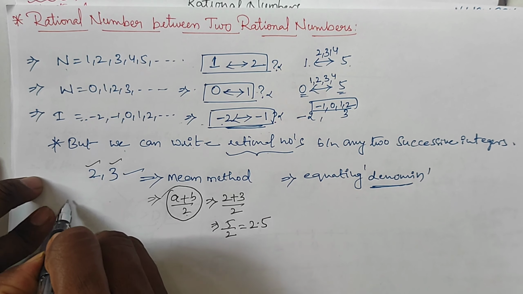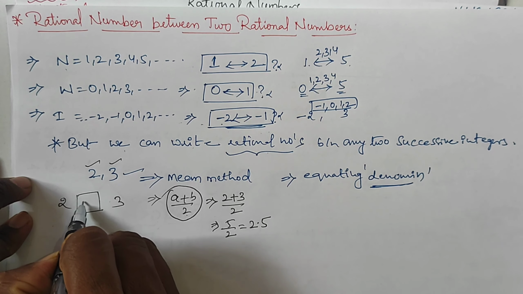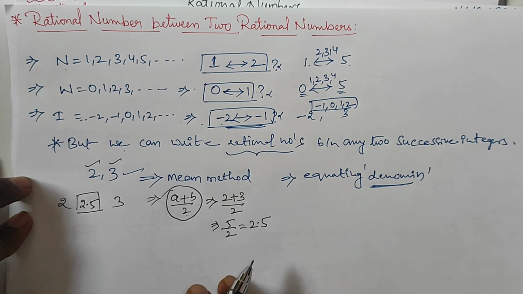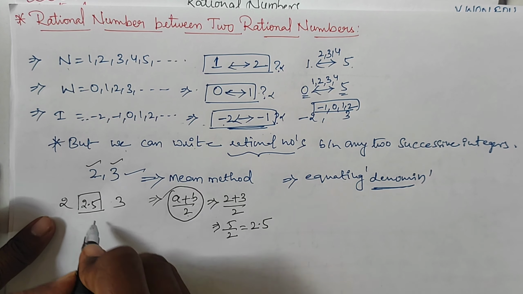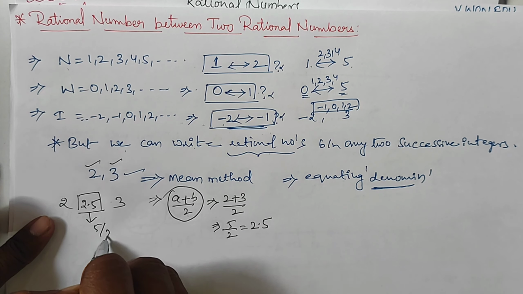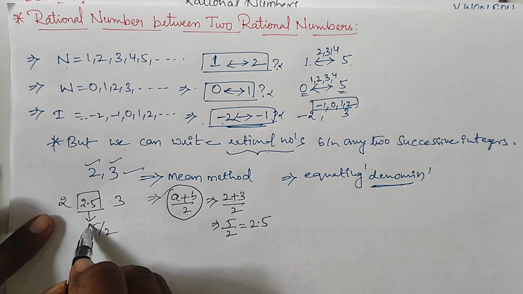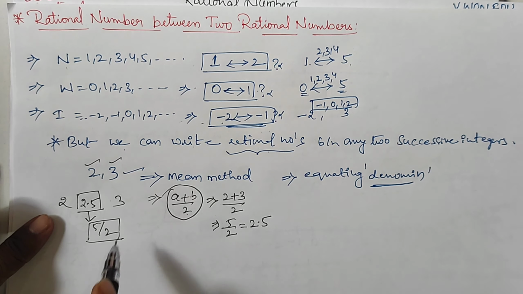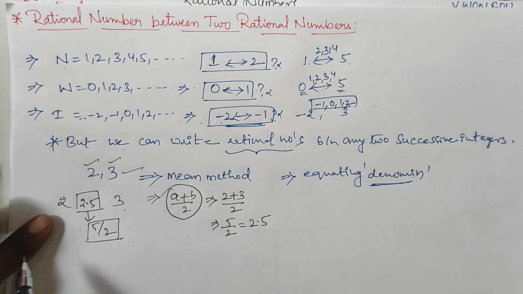5/2 equals 2.5. So in between 2 and 3 we are getting the rational number 2.5, or 5/2. Both are the same. So we consider it as 5/2. 5/2 is a rational number which is between 2 and 3. This is the first method.